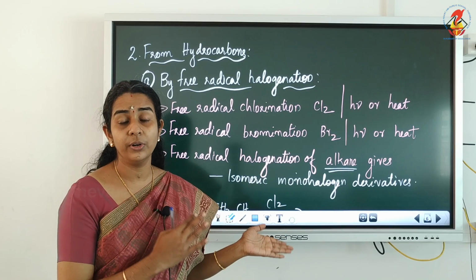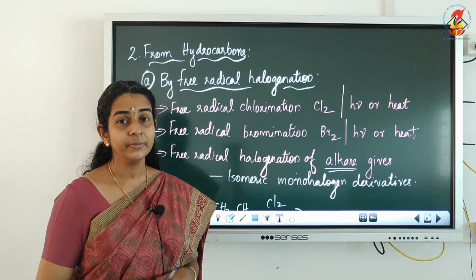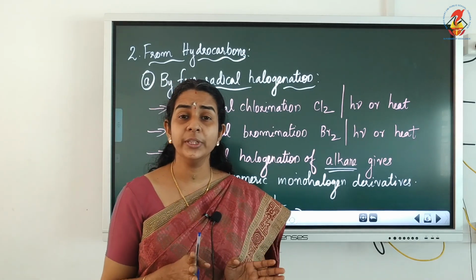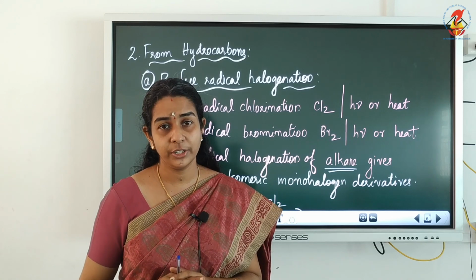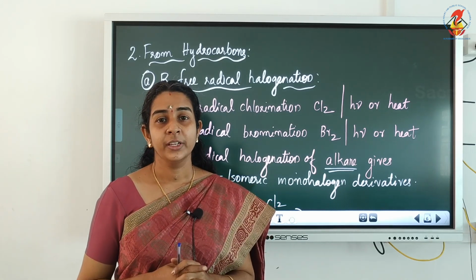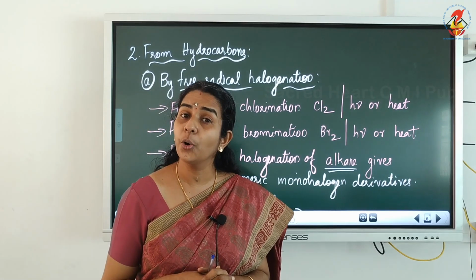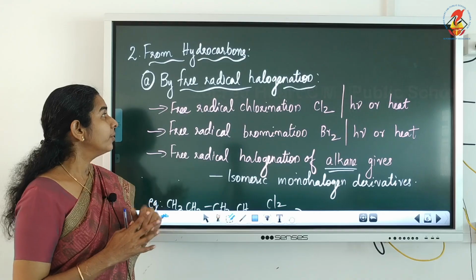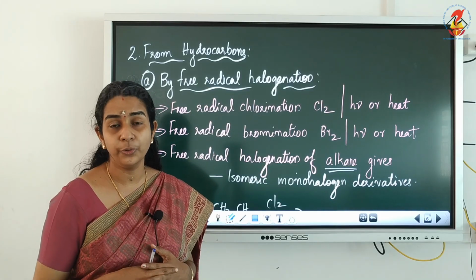We have already studied this free radical halogenation in class 11. We know that free radicals are produced only when there is high energy radiation or high heat energy. So free radicals are produced only in the presence of heat or light. Under free radical halogenation, we are studying only free radical chlorination and bromination. There is no iodination or fluorination.